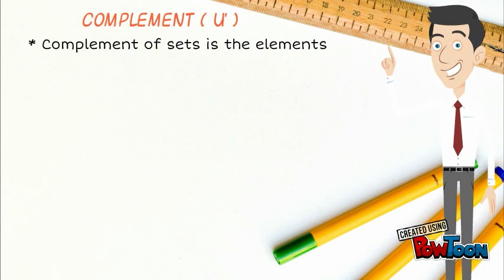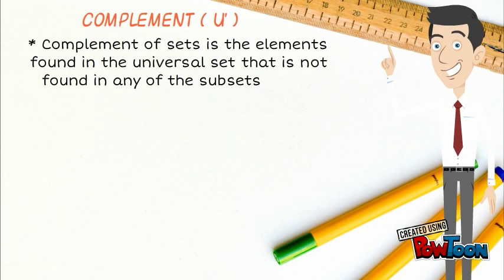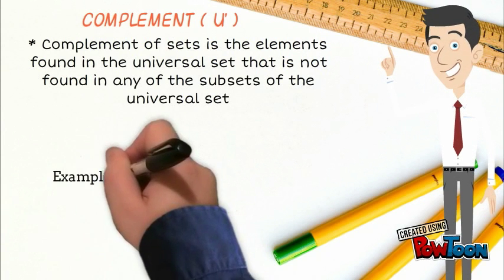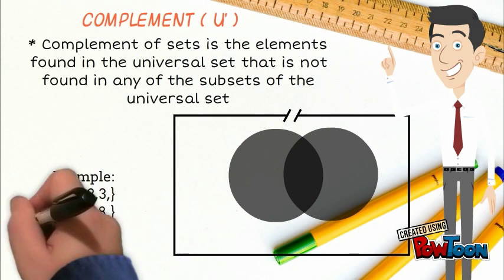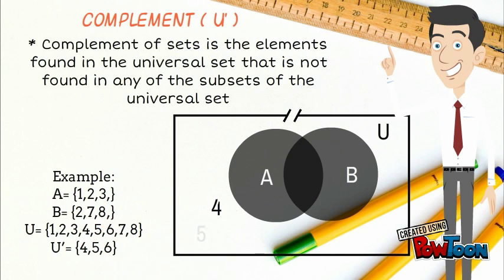Complement, denoted as U prime. Complement of the sets is the elements found in the universal set that are not found in any of the subsets of the universal set. For example, set A is {1, 2, 3}. Set B is {2, 7, 8}. Universal set is {1, 2, 3, 4, 5, 6, 7, 8} and the U prime is {4, 5, 6}.